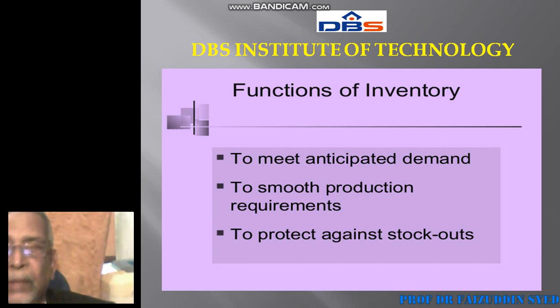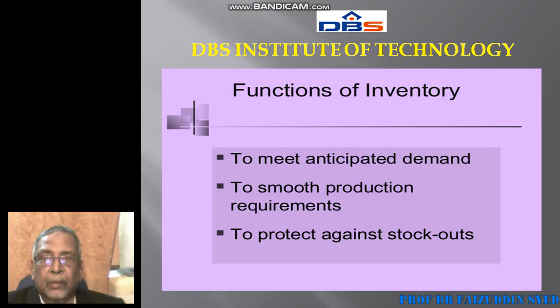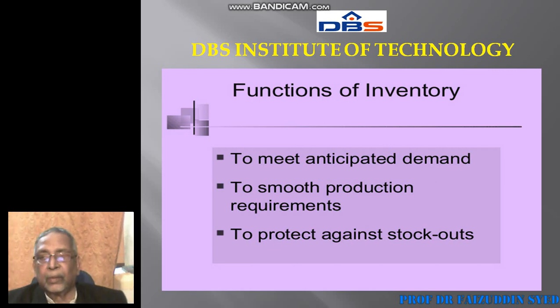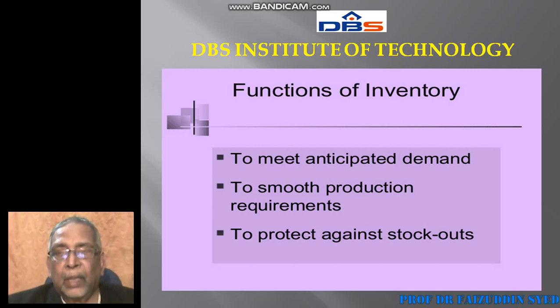So inventory can be used to meet the anticipated demands. Whenever you need material, you need inventory. You will have to keep up an inventory to smooth production requirements. You will have to run a factory with smooth production. You can't say that I don't have material, so I stopped the production. To protect against stock outs, you should not say there is no material. These are the functions of the inventory.